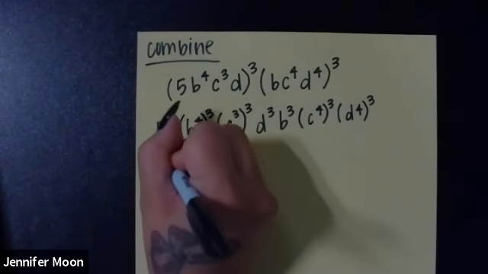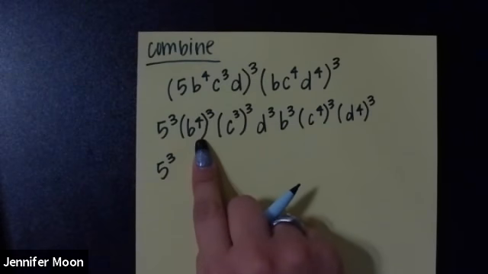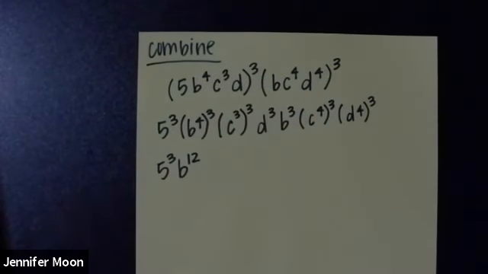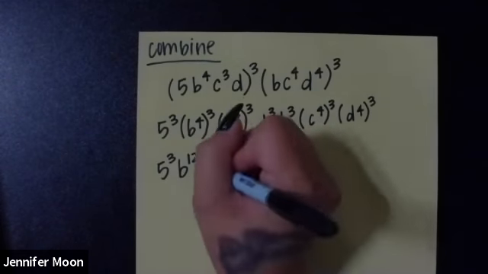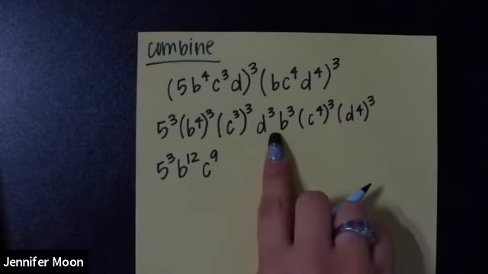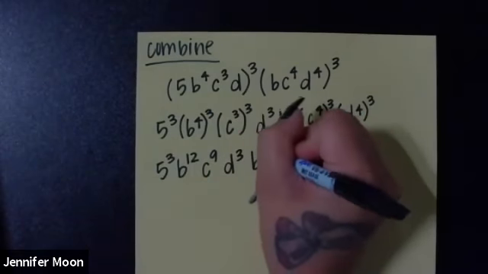I've got 5 cubed. Now right here, isn't that like the first, I think, power rule? Power to a power, keep your base, multiply your powers. My base is b. Keep your base, multiply your powers. I get b to the 12th, right? Now scoot over. C cubed, cubed, power to a power, multiply your powers. I get c to the 9th. That d cubed, that's just d cubed, right? That b cubed, that's just b cubed.